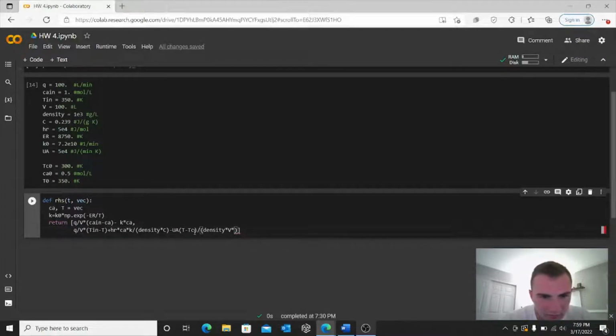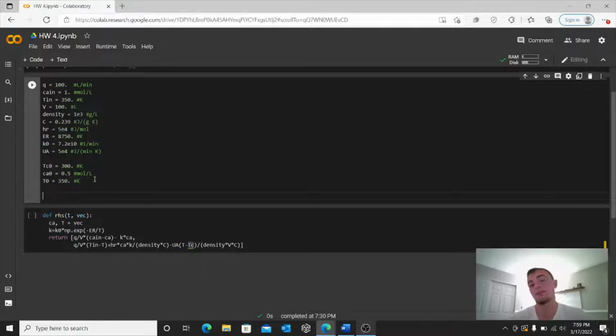Okay, so we're good. Density times volume times C. We have those matched up here, and our parentheses do look good, so hopefully we don't have an issue when we actually go to solve this. But one thing you will notice here is this TC term. We don't know TC.